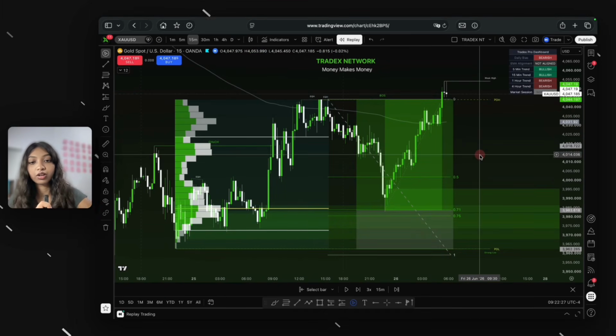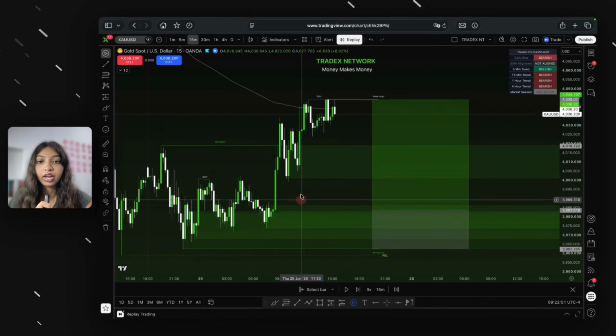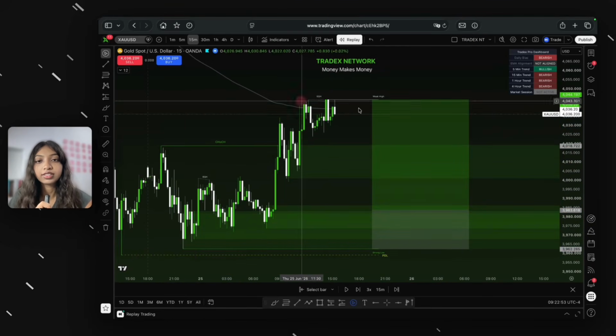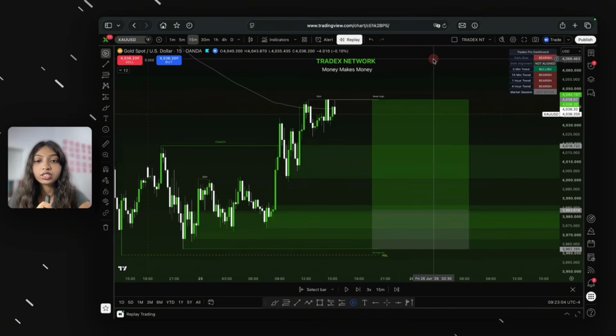Okay, let's go. I'm just going to remove all of this and give you guys a clear way of what happened and why I took this particular trade, okay? Now this is where I sat down at my desk. I was looking at the market. Now let's take a look at this chart.